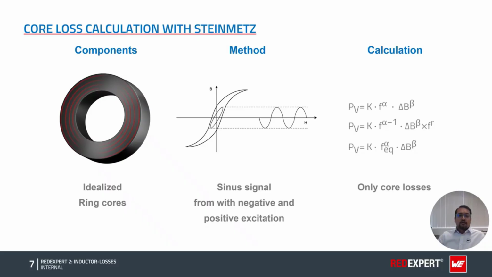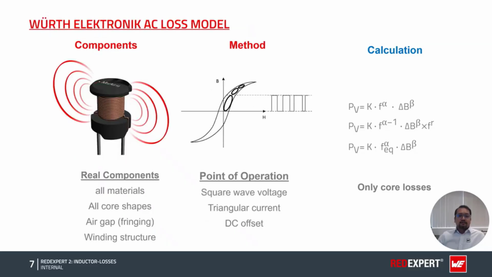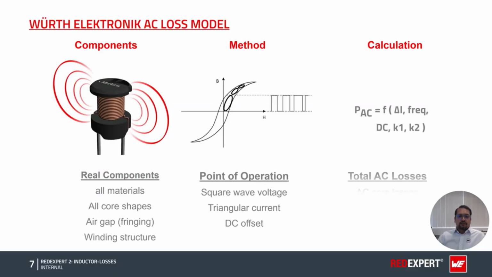On the other hand, our Würth Elektronik AC loss model takes a fundamentally more powerful approach. While the Steinmetz approach works with idealized ring cores and sinusoidal signals, our model works with real components across all materials and core shapes. It accounts for air gap and fringing effects, winding structure, square wave voltage, triangular current, and DC offset also. That gives you total AC losses, combining both core and copper losses together.